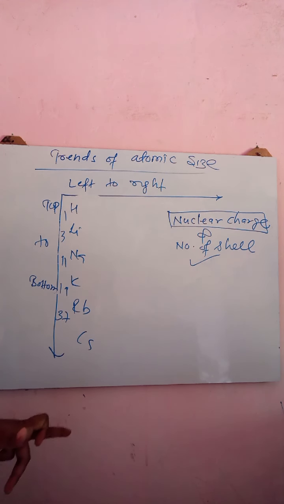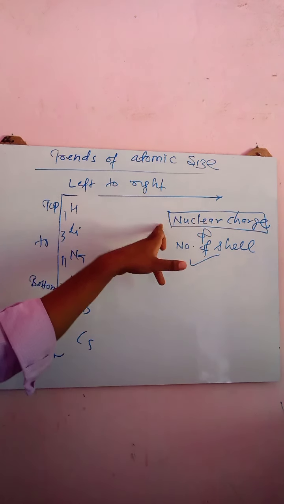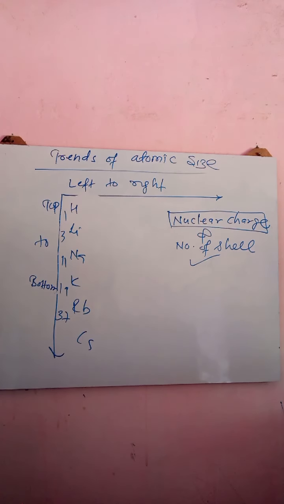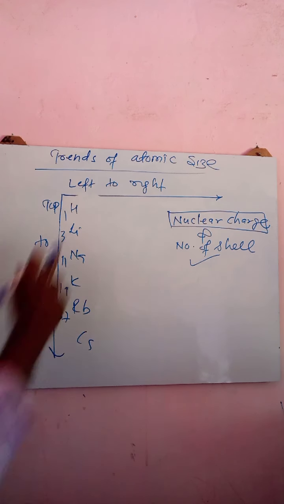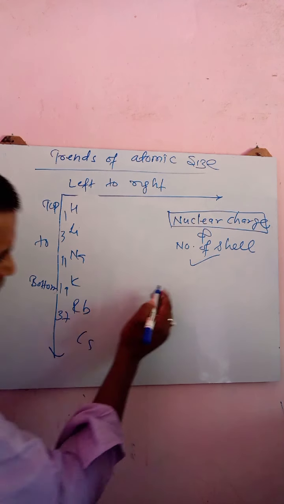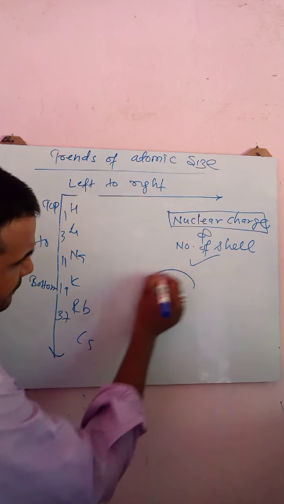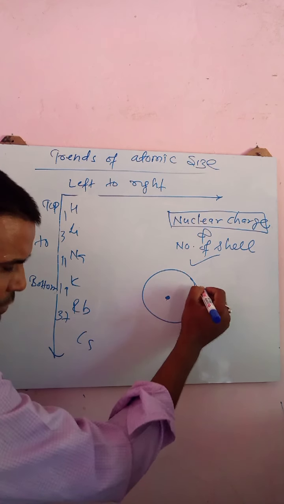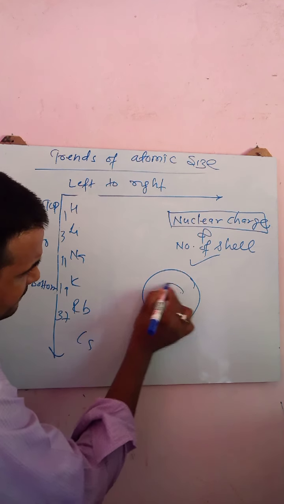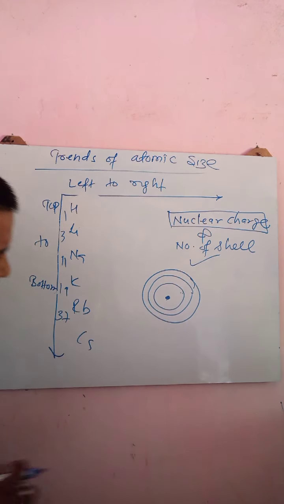Atomic number increases. But here this number of protons, I mean nuclear charge, cannot affect because it will be dominated by the number of shells. See how nuclear charge is increasing and there is no effect of this nuclear charge. Consider the nucleus and the outermost shell, and in between this outermost shell, some other shells are also present.